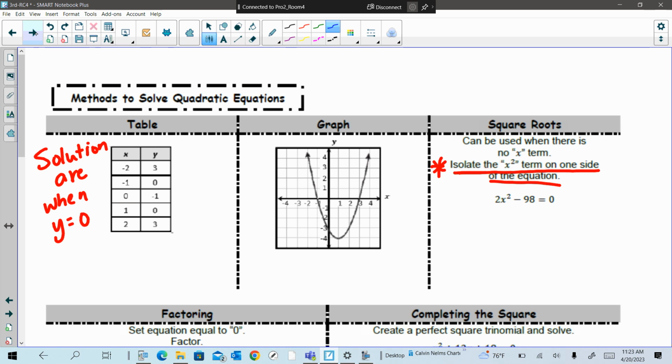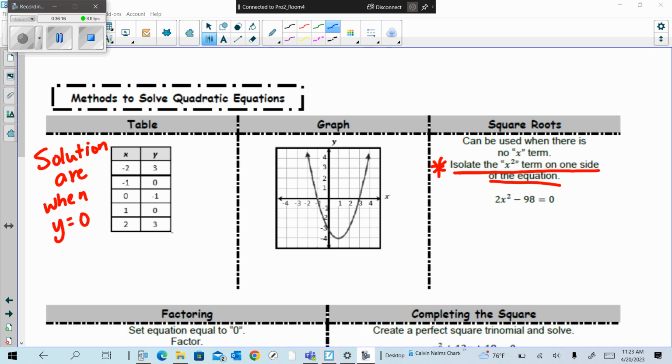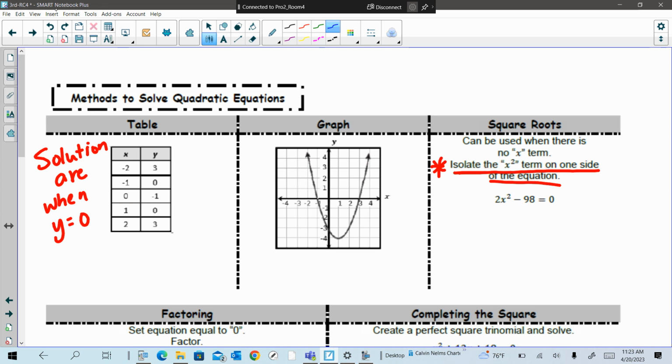Okay, let's talk about this last thing. All right. The first one is already given to you, the table. But I just want you to understand where to find your answer on a table. I wrote the note: solutions are when y equals 0, because that's what happens for it to be an x-intercept. The y has to be 0. So do we see where the y is 0 in the table? Yes. So what are our solutions? Right here, yep. So our solution is when x equals -1 and x equals +1. And we're done.